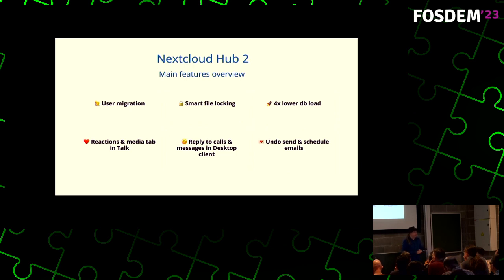So, Nextcloud Hub 2, there was somewhere in March, April. We introduced user migration. That's the first thing I'm going to show. File locking, automated file locking. Lower database load, always performance. That's always important, I think. Improvements in Talk, desktop integration, and a couple of improvements in the groupware app.